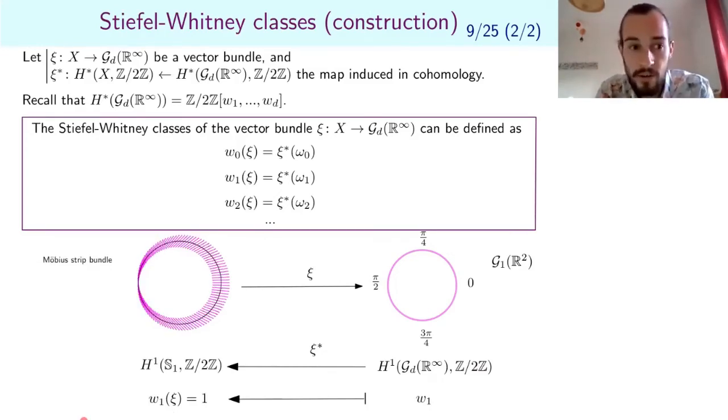Now take the Möbius strip. The map Xi that describes this bundle winds only one time around the circle, the Grassmannian. So the map induced in cohomology is the identity. And so W1 here is sent to something which is non-zero. The first Stiefel-Whitney class of the Möbius strip is non-zero.